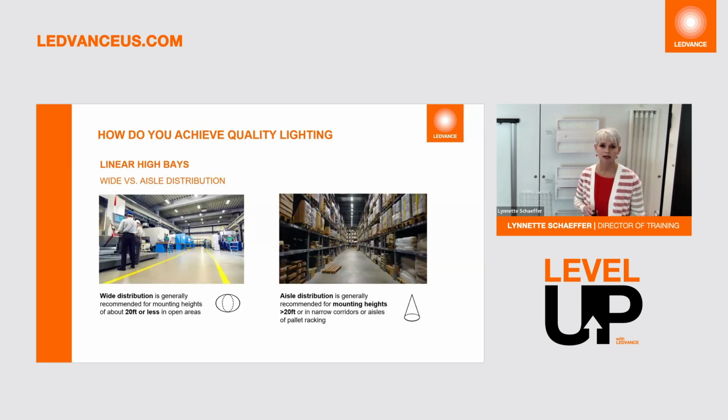So before we get into the products, I wanted to first explain the importance of an aisle distribution, which is usually achieved through an aisle lens, versus a wide distribution, which is typically achieved using a wide lens. A wide distribution is generally recommended for mounting heights of about 20 feet or less, and usually in open areas, while an aisle distribution is generally recommended for mounting heights greater than 20 feet or narrow corridors or aisles, say maybe a grocery store with an aisle, a retail store with an aisle, or a warehouse with pallet racking and rows and aisles. I think you kind of get the idea, right?